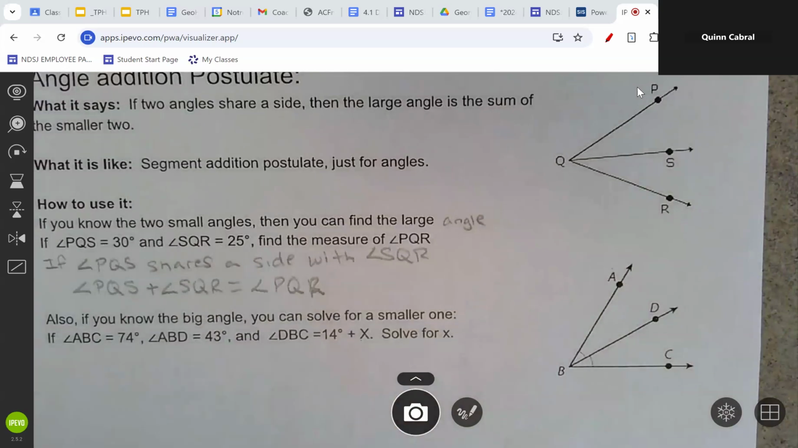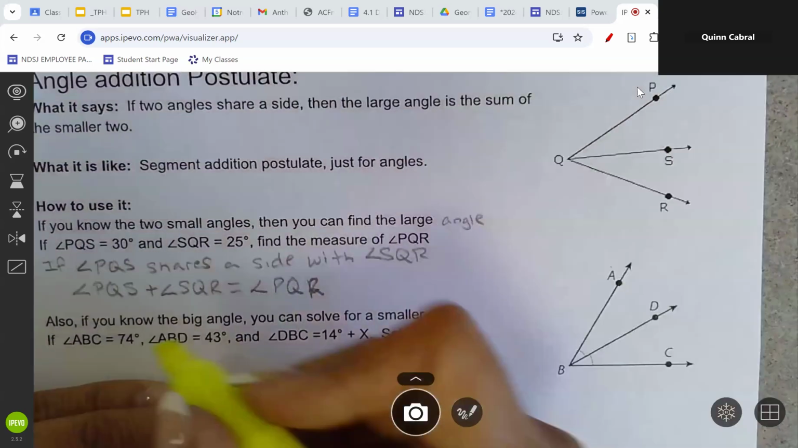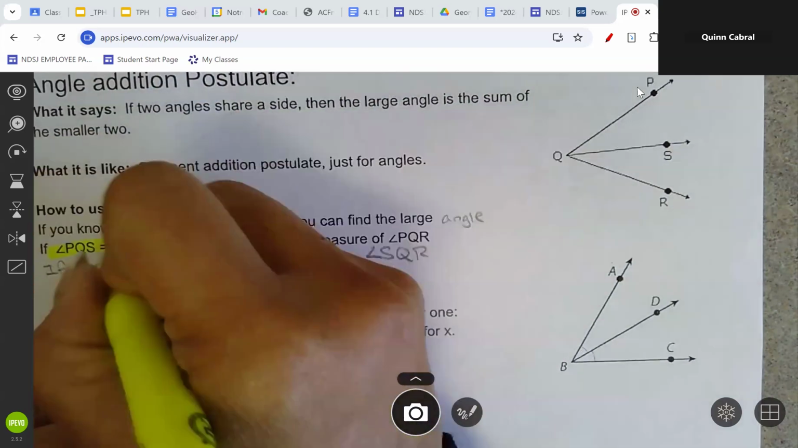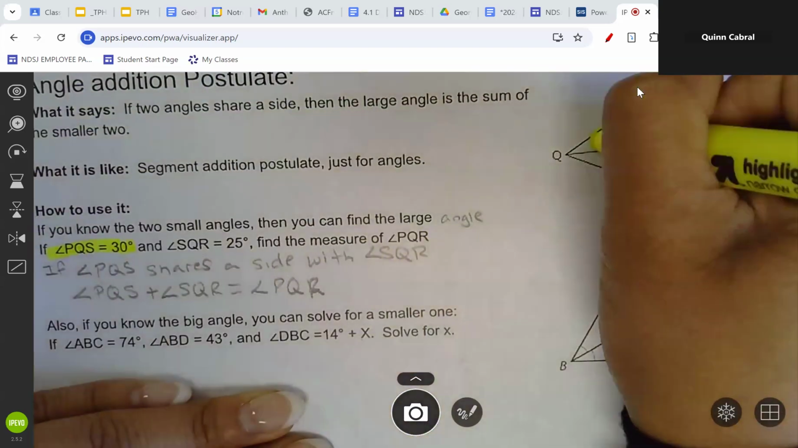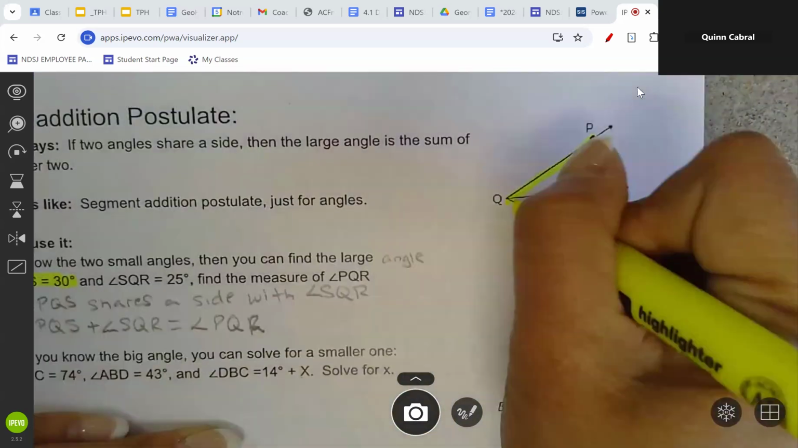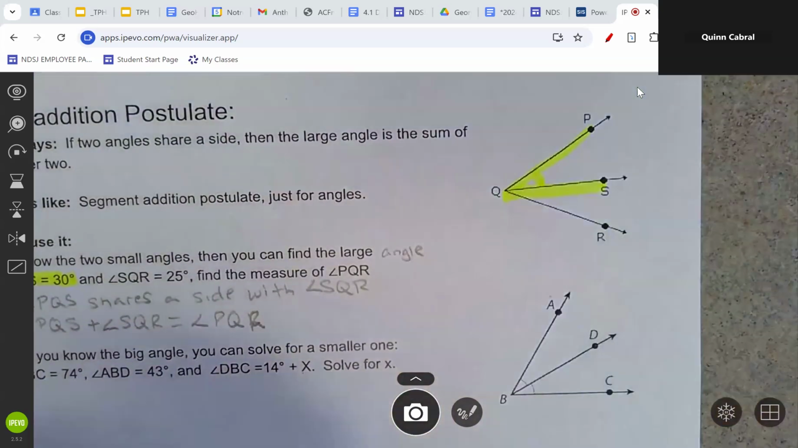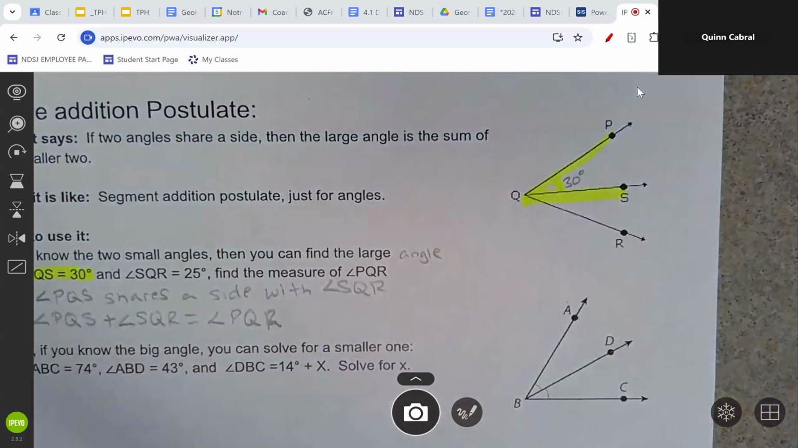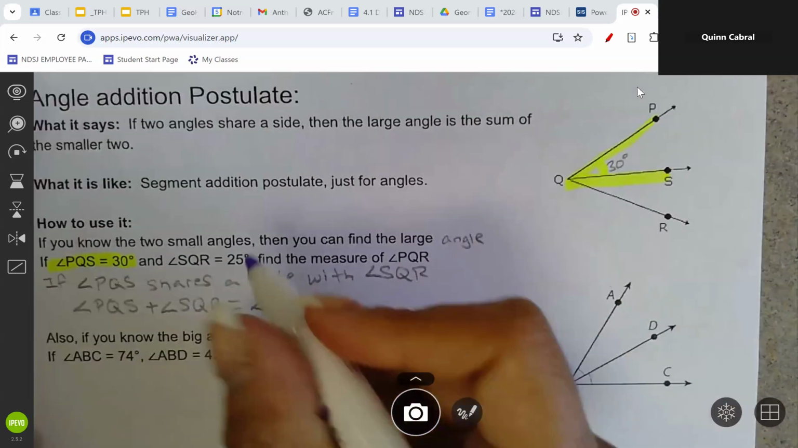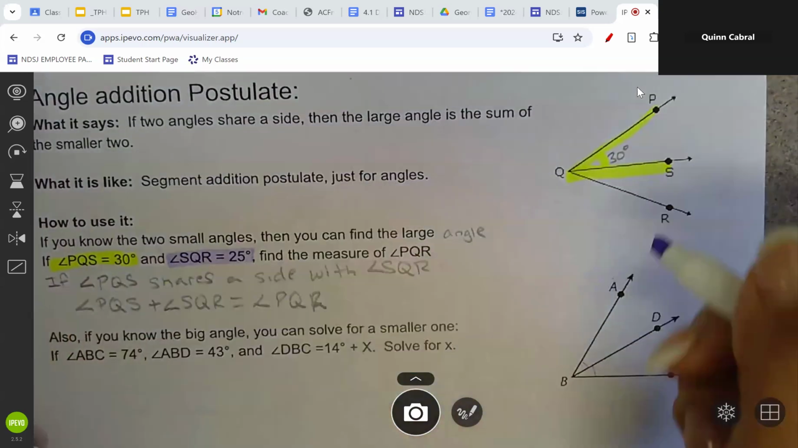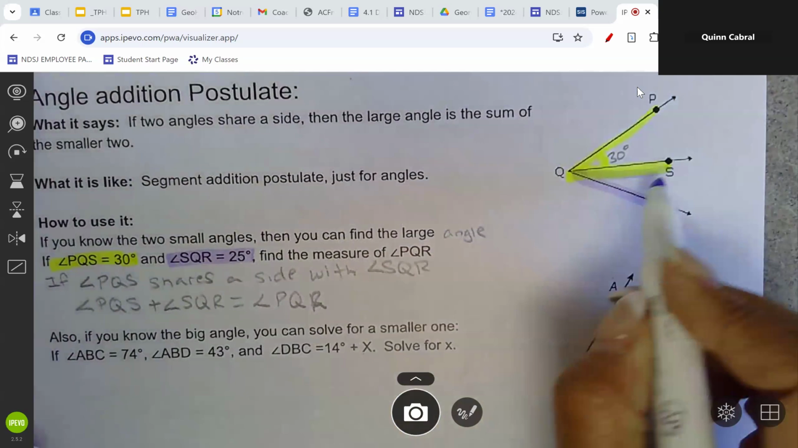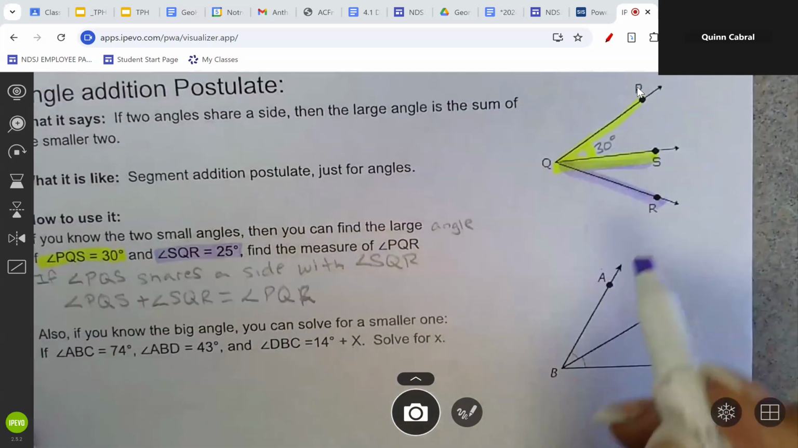Okay, so let's see what that looks like with the colors now. I have PQS is 30 degrees. So P to Q to S, that's going to be 30 degrees. Angle SQR is 25 degrees. So I'm going to put S, Q to R. So S, Q, R. That's our 25 degrees.